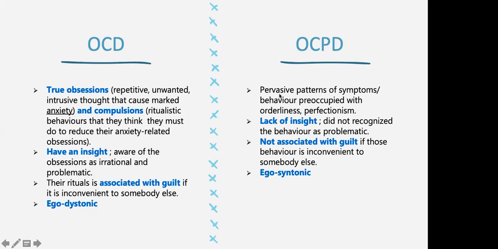But in OCPD, it is a pervasive pattern of behavior. It is preoccupied with orderliness and perfectionism. It does not have an absolute obsession. And in OCD patients, they have insight, meaning that they are aware of their obsession as something irrational and problematic. Because of this, it is associated with guilt if their obsession is inconvenient to somebody else. But in OCPD, they lack insight because they do not think their behavior is problematic and it is not associated with guilt. And OCD is ego dystonic, and OCPD is ego syntonic.